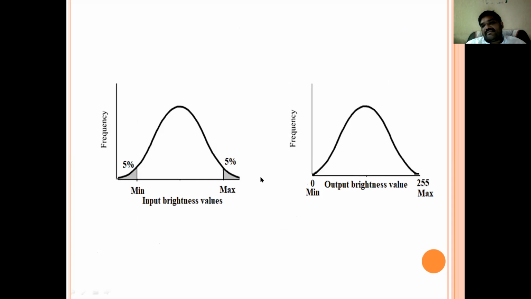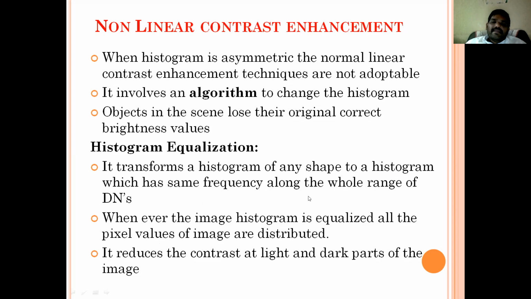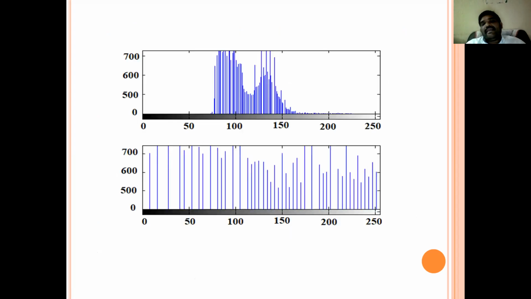Okay. See here, whenever the image histogram is equalized, all the pixel values of the image are redistributed. It can change any shape of histogram. Whenever the process is applied, it changes the brightness values of the histogram and redistributes them with new pixel values. It reduces the contrast at the light and dark parts of the image. Obviously, it reduces the light and dark spots of the image. How? See, have a look over here.